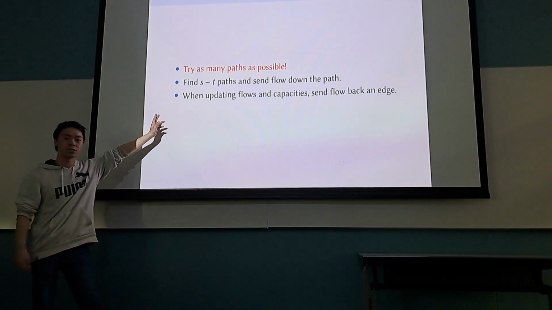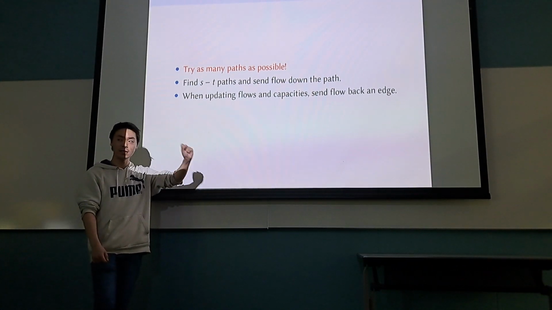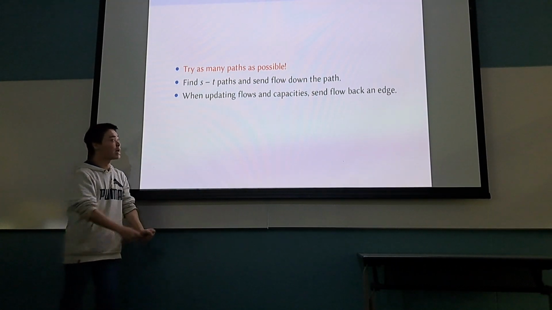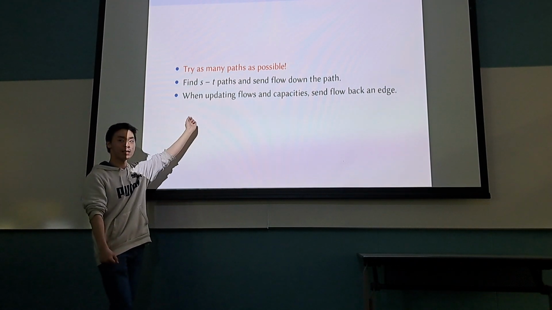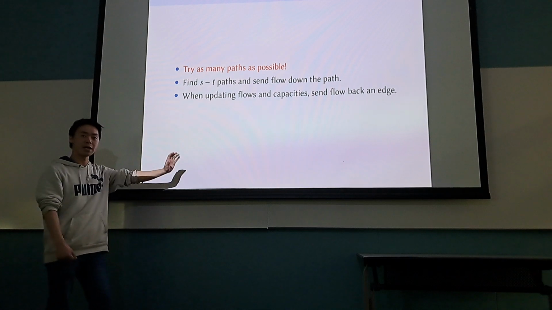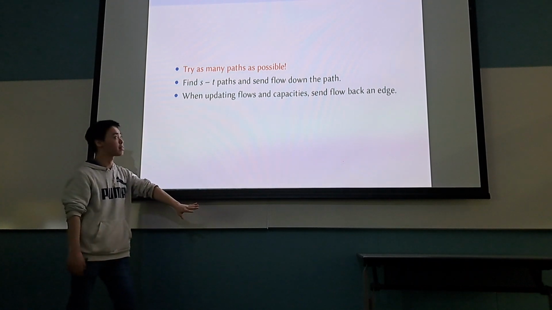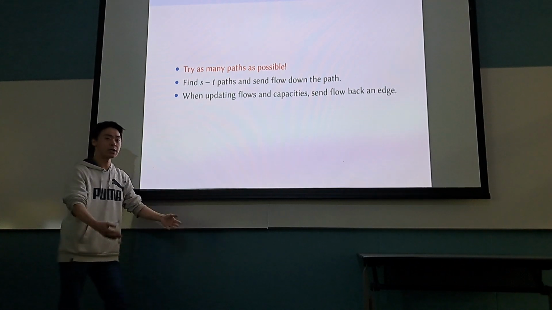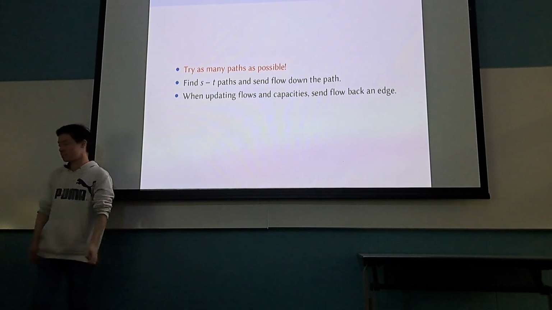So one thing we could do is to try as many paths as possible. One way to do this is to say, if I start at the source and I want to end at the sink, then I want to find all of the S-T paths, so all the paths that start at the source and end at the sink, and send flow down that path. And then we're going to keep updating all the flows and capacity that we send along the way as well.